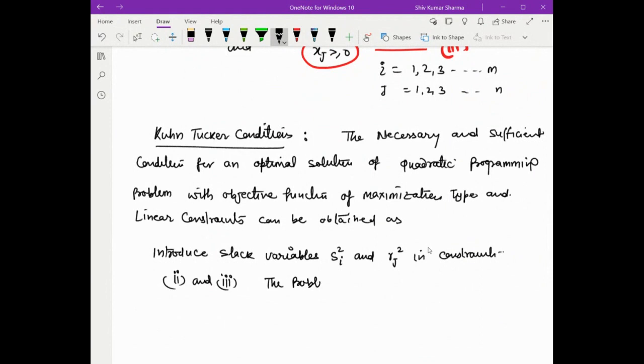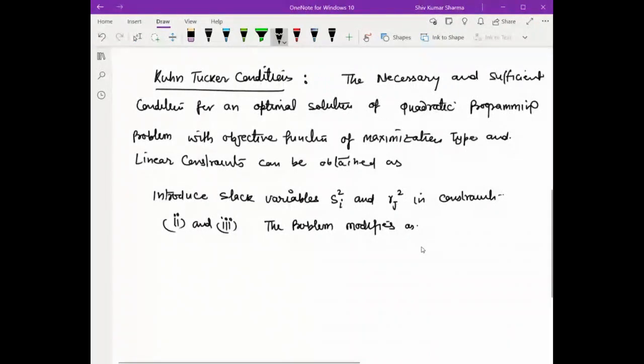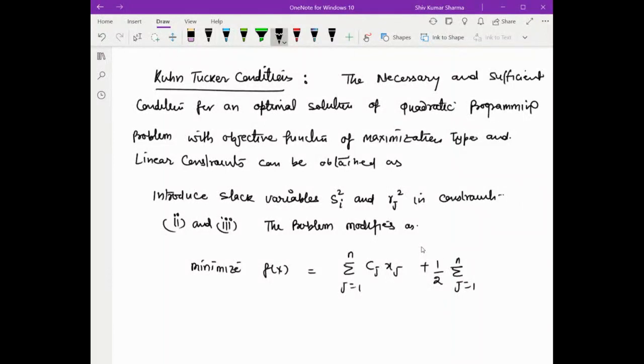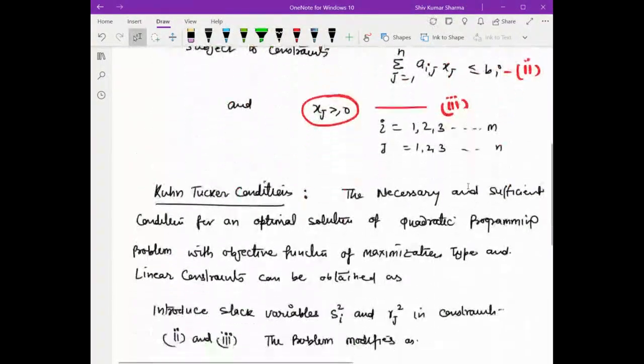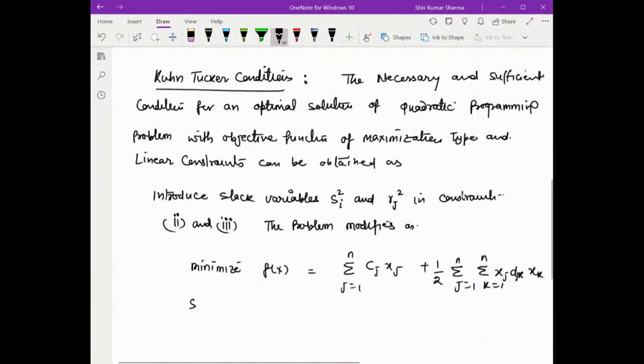So the problem modifies as follows. This problem modifies to minimization, that means minimize f(x), which equals summation of j equal to 1 to n cj xj plus 1 upon 2 summation of j equal to 1 to n summation k equal to 1 to n xj djk xk, and subject to constraints.